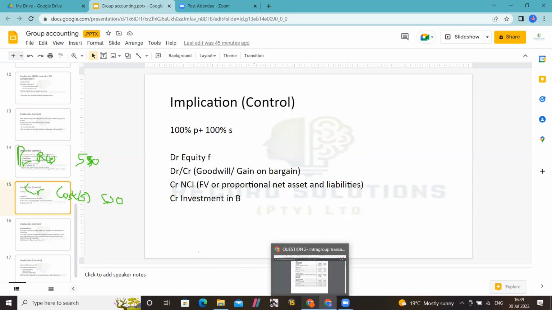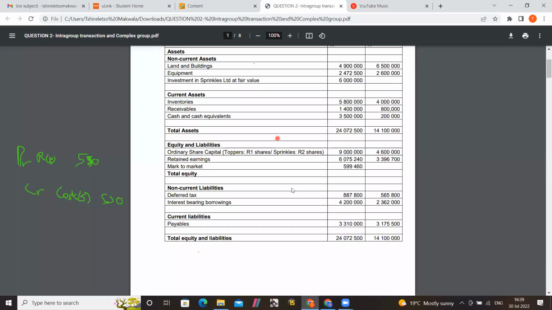Now, in this question, do you see that they said fair value? If they said at cost, then you know definitely this amount is equal to the carrying amount at fair value at acquisition, right? However, they said it's at fair value, so you know that there are fair value adjustments in this amount, right?